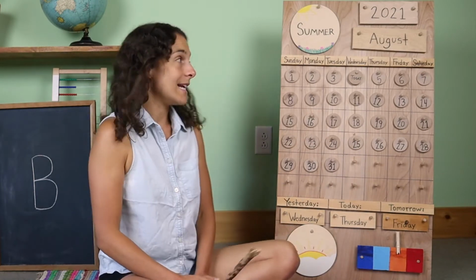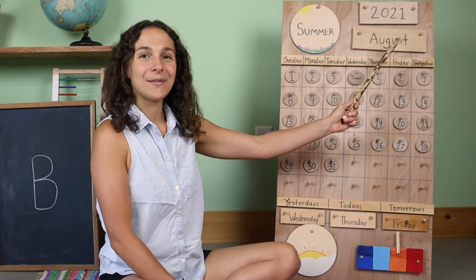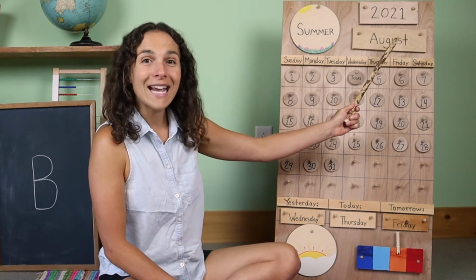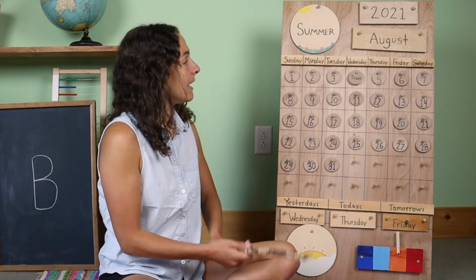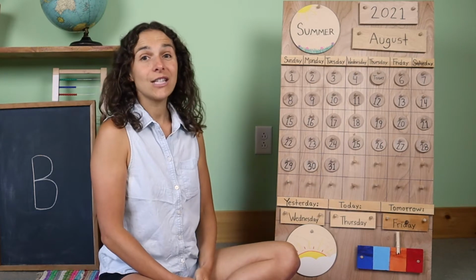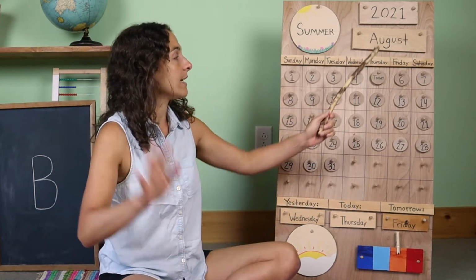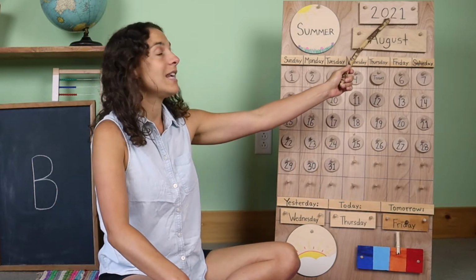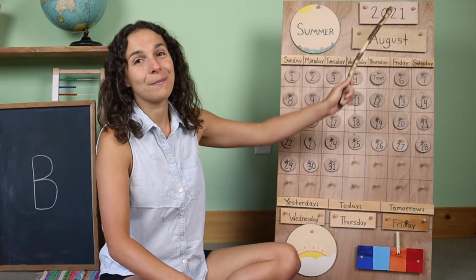Let's go over the date. Right up here we have the month. Do you know what the month is? August. Today is August 5th. Let's move the chip over from yesterday. Yesterday was August 4th, and today is August 5th, and the year is 2021.